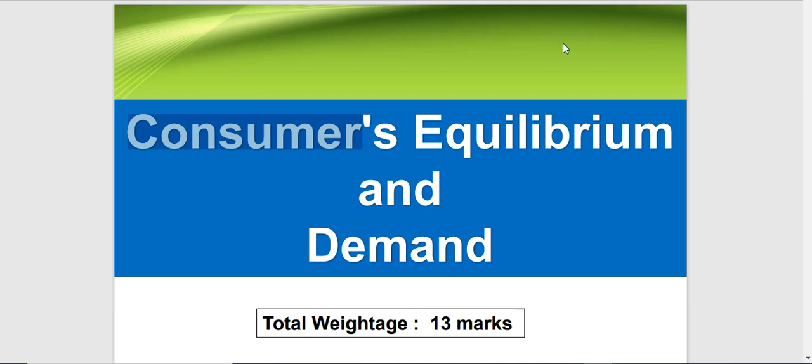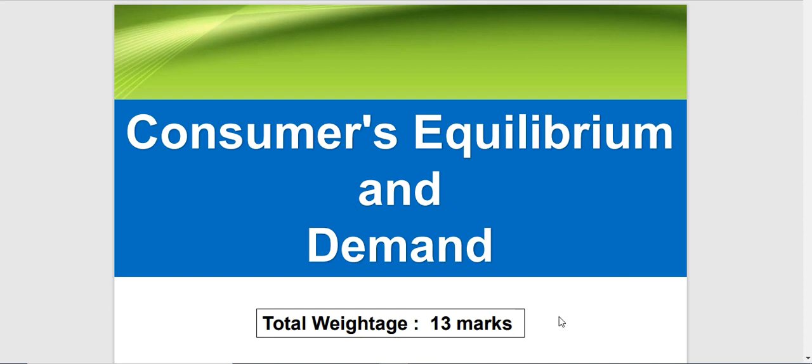For your purpose of understanding, although this unit carries 13 marks, I shall be dividing this unit into two or three parts so that your understanding of every concept becomes simpler and easier. Your chapter or the unit is consumers equilibrium and demand, but we will first do consumers equilibrium and then we will do demand. The total weightage of the entire unit is 13 marks.